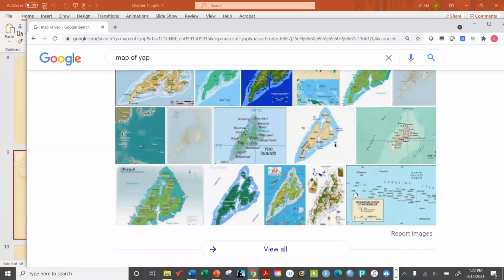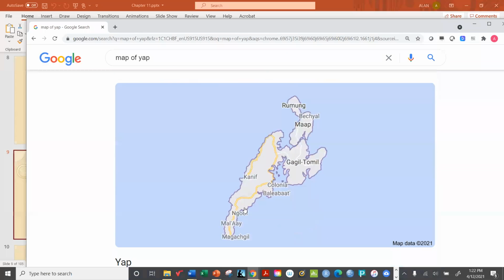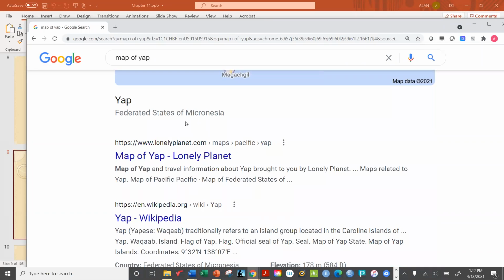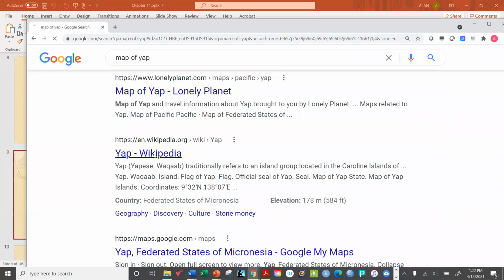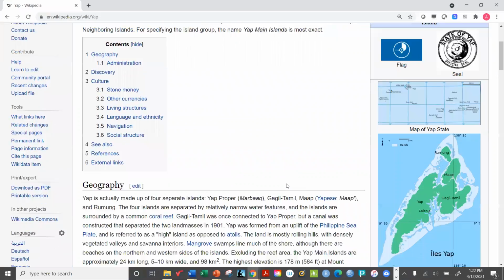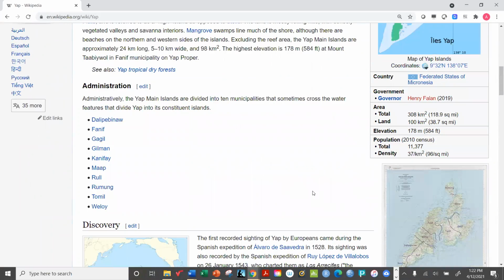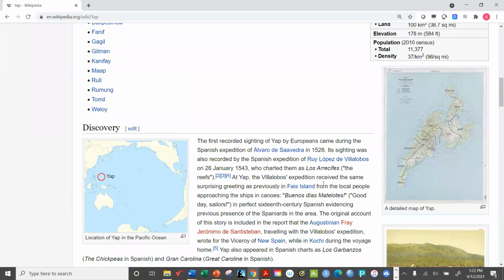Okay, it's a little island, but I want you to see where it is in the ocean. That's what Yap looks like. It's a tiny little island and it's one of the Federated States of Micronesia. It's under US protection, although it's not technically a colony or a state or anything like that. But 11,000 people live there. It's really tiny.